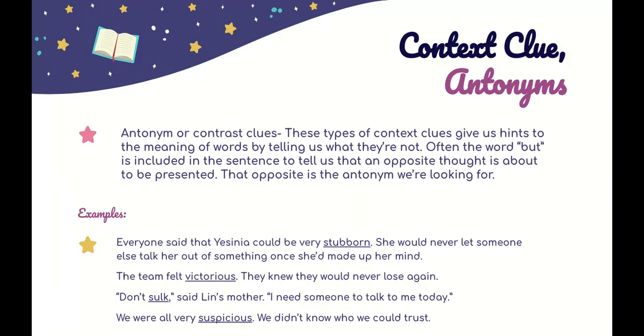We were all very suspicious. We didn't know who we could trust. So suspicious is what I'm looking for. And they're giving us the antonym of we didn't know who to trust. So trust is the opposite of suspicious. So maybe someone that's suspicious is someone that you should not trust.